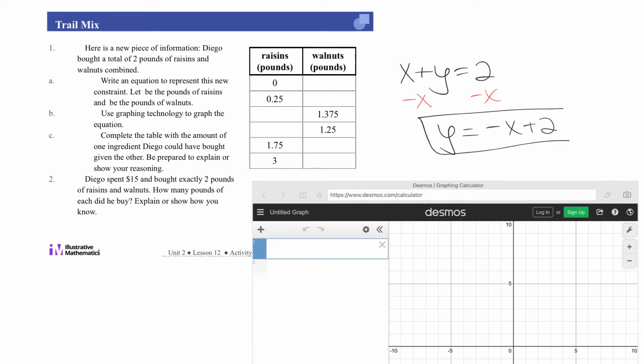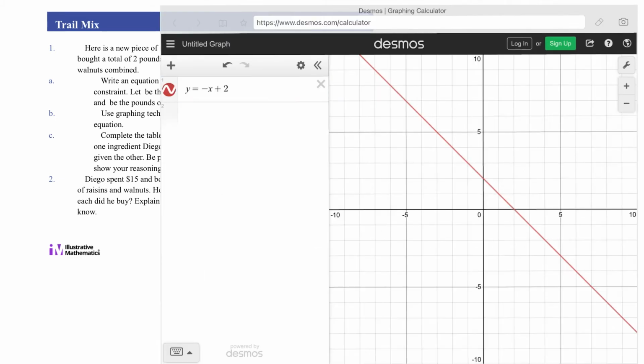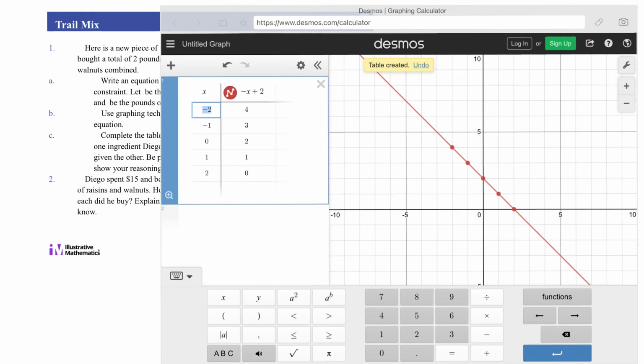I've always said to put that x first so that you can have them in the proper order and it makes sense for your slope-intercept form. Again, I went ahead and plugged this into my Desmos graph screen. Now we're going to go ahead and edit our settings. For this equation, we can come up with that table right there. And we're supposed to fill this table in once again.